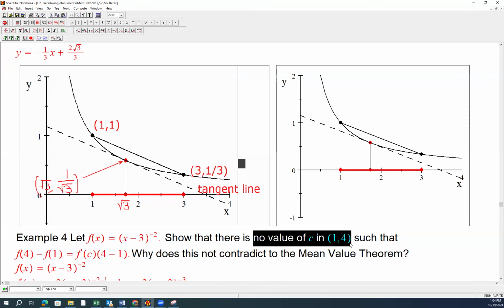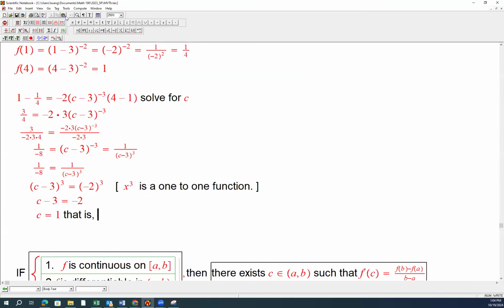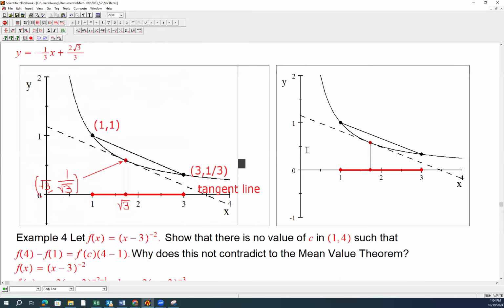No value C in this interval. Okay, no value C in this interval. So we have demonstrated it because it's right outside. It's right outside. Okay, does this contradict the mean value theorem?